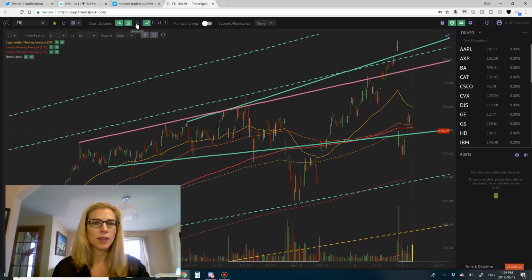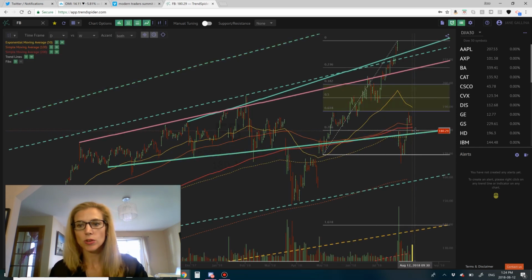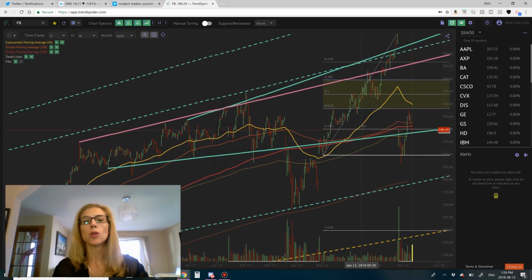You can also add Fibonacci, so let's just see if it adds the fibs. Okay, so look, here we're right here at the 78% retracement, so maybe this could be an area to watch if it holds above. I don't know if there's a way to zoom in, so totally just learning about it, but just wanted to give you guys a heads up.